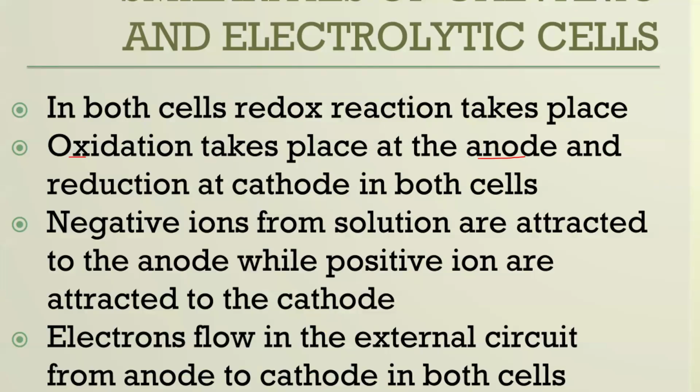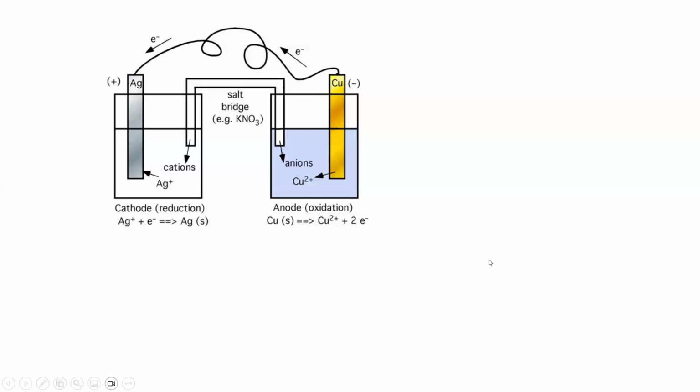But the similarities are that both cells undergo a redox reaction, and oxidation takes place at the anode and reduction takes place at the cathode. The negative ions from solution are attracted to the anode, while positives are attracted to the cathode. I'll show you how. Electrons flow in the external circuit from anode to cathode in both cells. I hope everything makes sense.